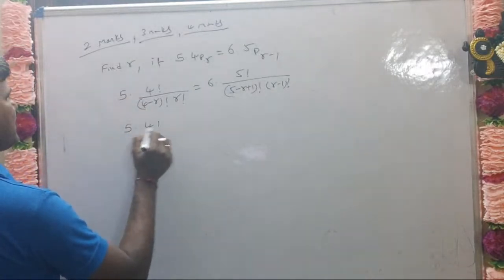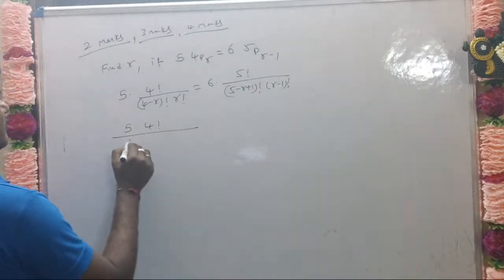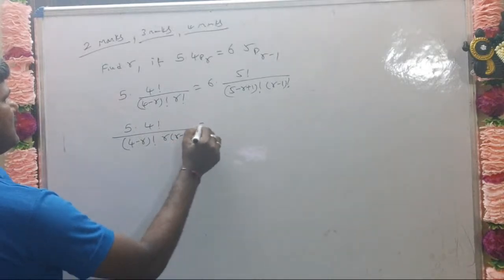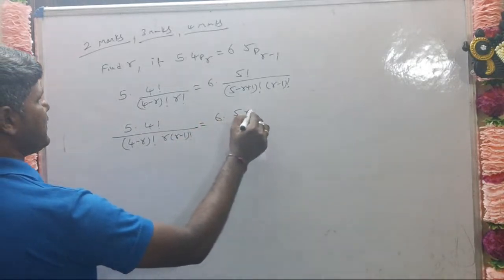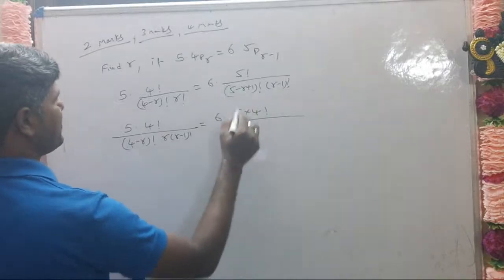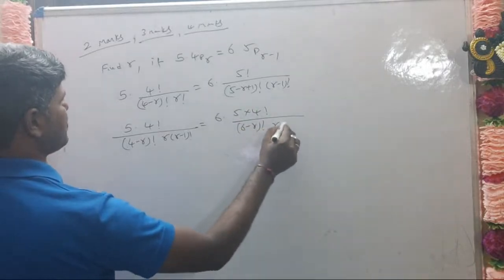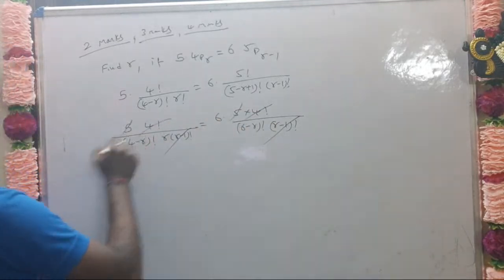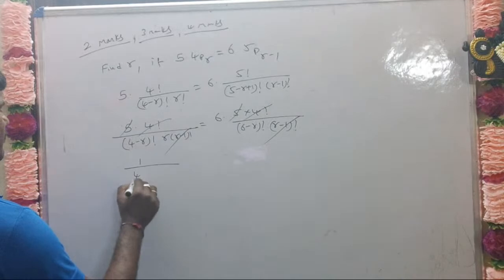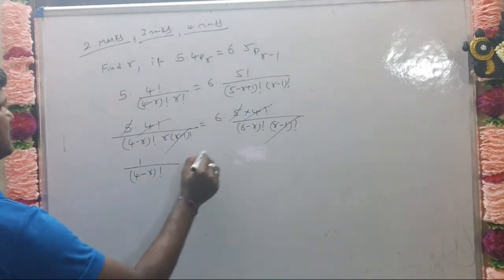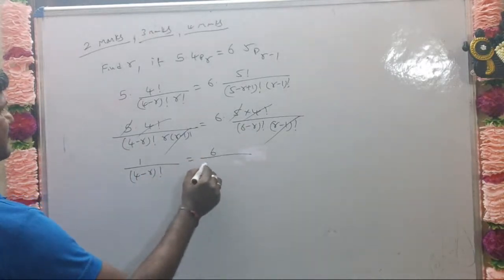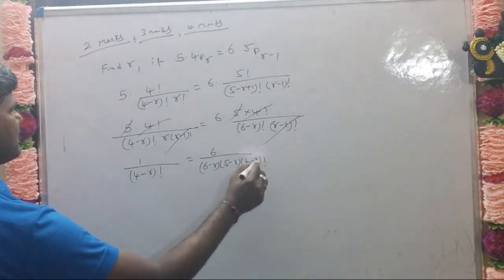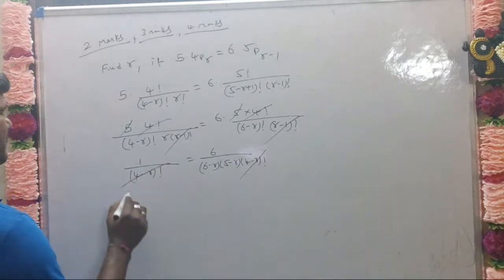5 into 4 factorial by (4 minus r) factorial into r into (r minus 1) factorial is equal to 6 into 5 factorial by (5 plus 1 minus r), that is (6 minus r) factorial into (r minus 1) factorial. This term cancels, 4 factorial cancels, 5 cancels. 1 by (4 minus r) factorial is equal to 6 by (6 minus r) factorial, right? (6 minus r) into (5 minus r) into (4 minus r) factorial. This term cancels, cross multiply.